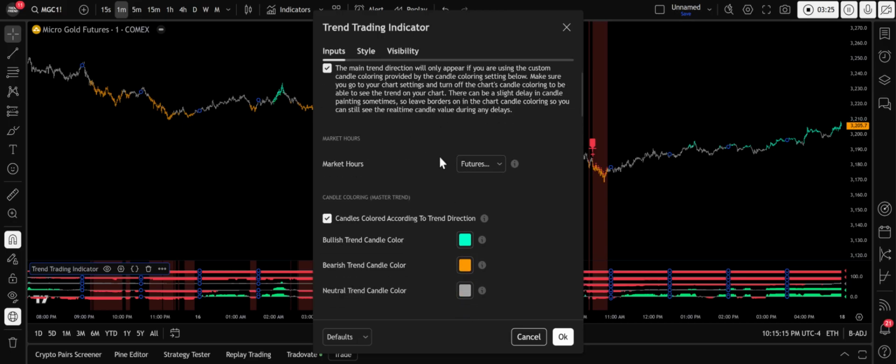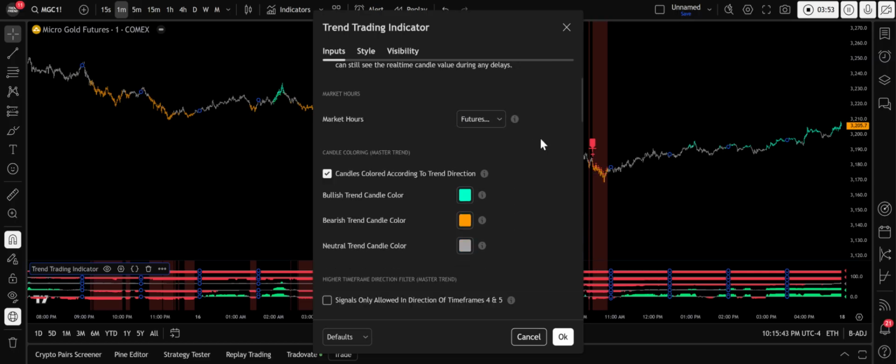But just so you're aware, you need to set this to whatever type of market you're trading. If you're trading futures or Forex, that's 23 hours a day, 5 days a week. We have specific calculations based off of how many candles there are per day, per week, stuff like that. So make sure you're setting this to the correct one. Crypto is 24 hours a day, stocks are only like 6.5 hours a day. So just make sure you're setting that to the correct setting compared to whatever you're trading.